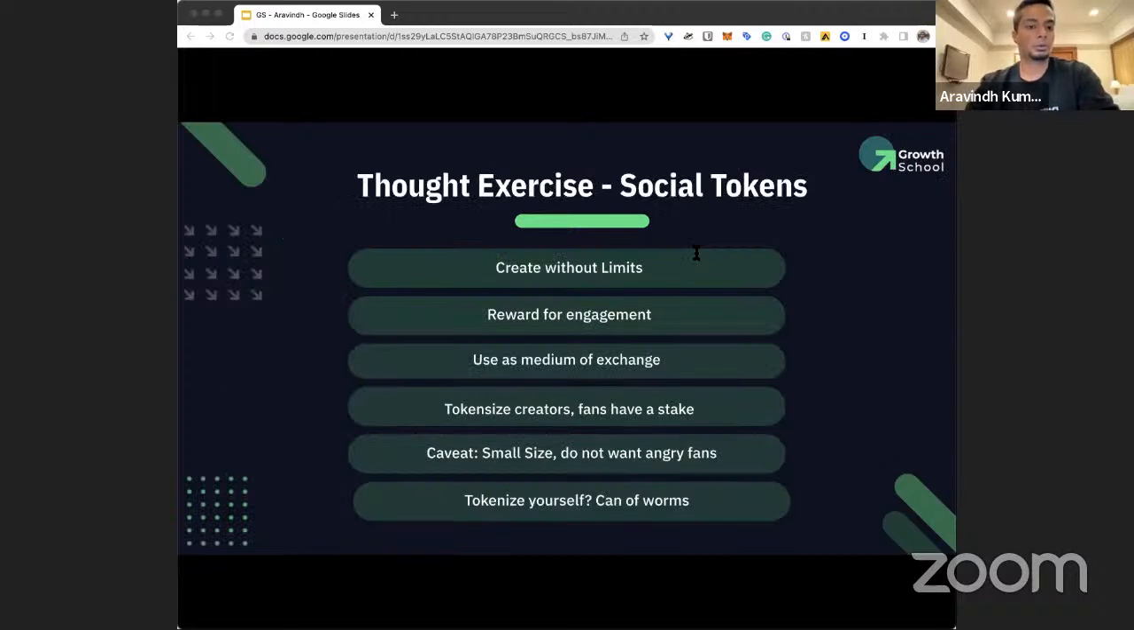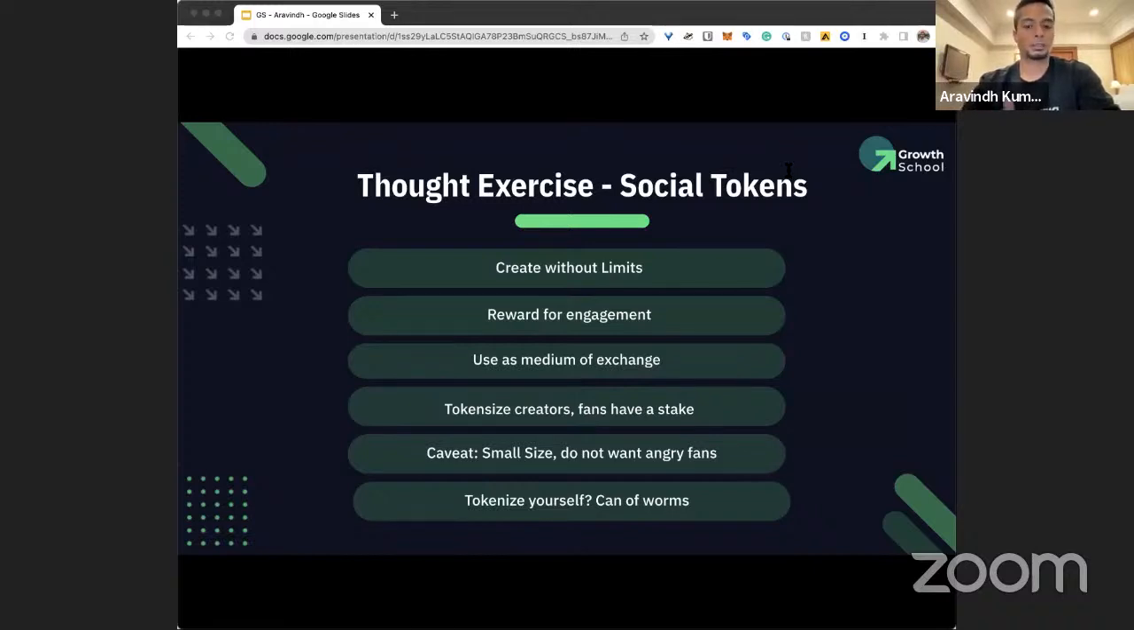To sort of drill this down, let's do a thought exercise, right? I mean, this is not so much a thought exercise because social tokens already exist, but let's take the example of this. Now, imagine you could create without limits, right? And this is the claimed benefit of social tokens. Now, suppose blockchain powered fan tokens are deployed on perhaps Polygon or Ethereum. Now, if you look at the benefits of what they do, they can be used as a reward for fans in return for their engagement.